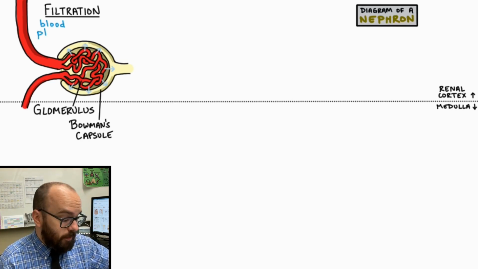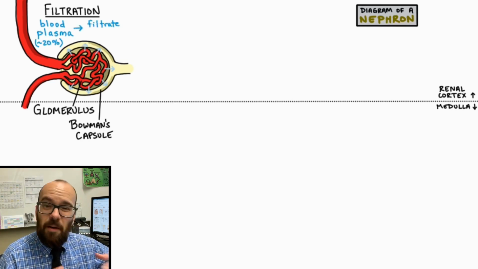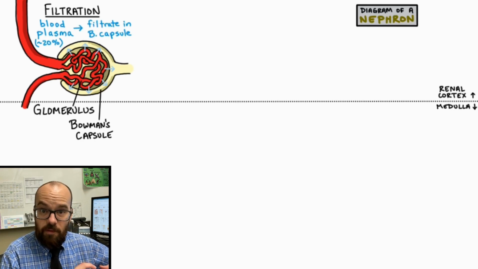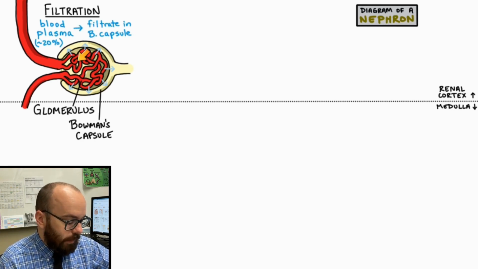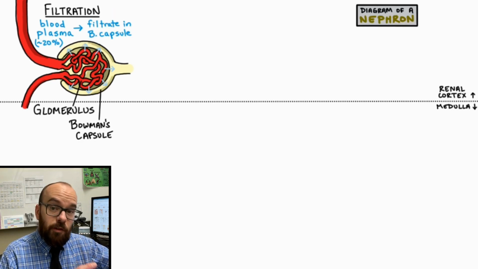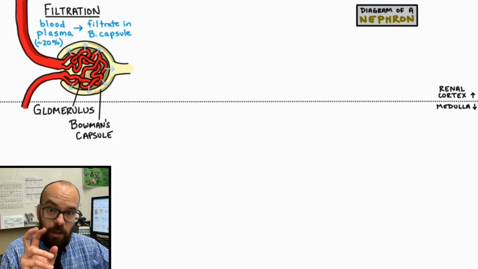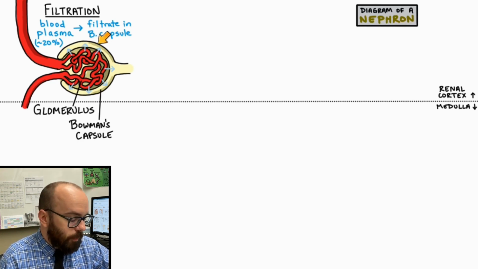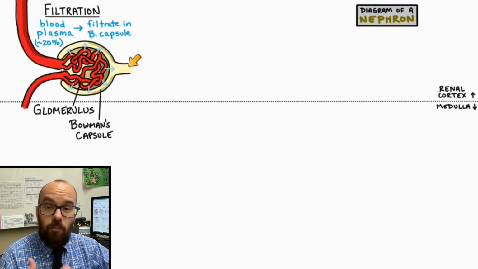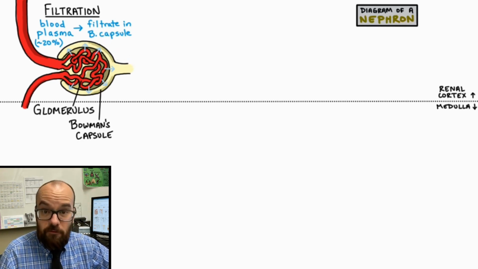And basically that's going to mean that the blood plasma, and it's going to be about 20% of the blood plasma that comes through here, is going to exit the glomerulus and go into the Bowman's capsule. Now once that blood plasma or that fluid is in the Bowman's capsule, we call it the filtrate. So as you hear me refer to the filtrate throughout the rest of the video, I'm talking about fluid from the blood that was blood plasma, that once it's in the Bowman's capsule and then the rest of the nephron, we stop calling it blood plasma, we start calling it filtrate.